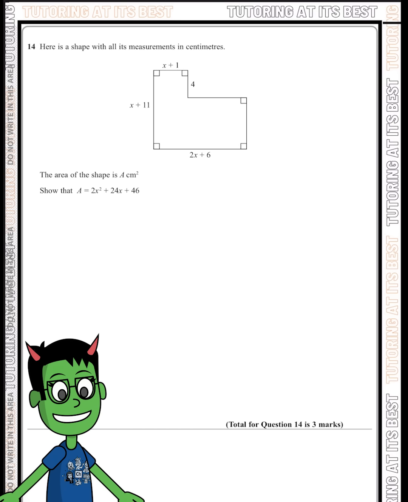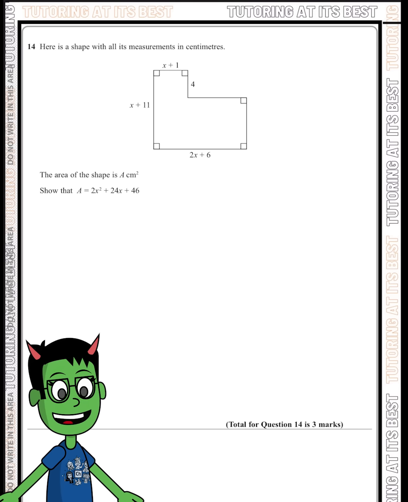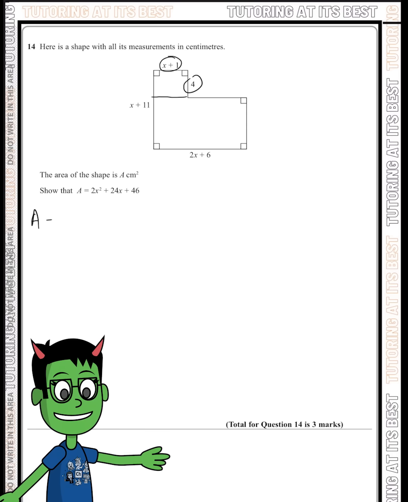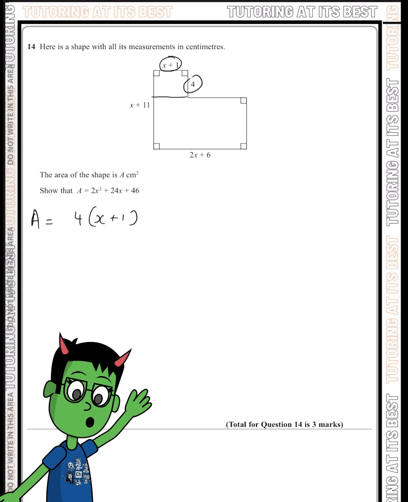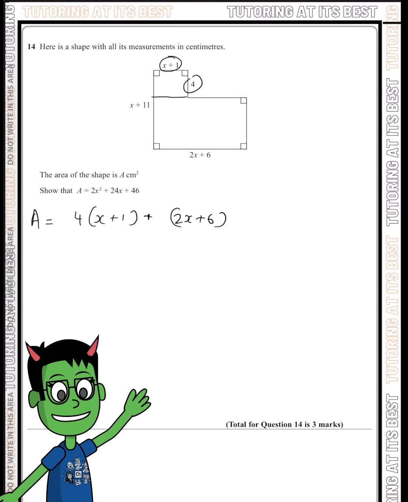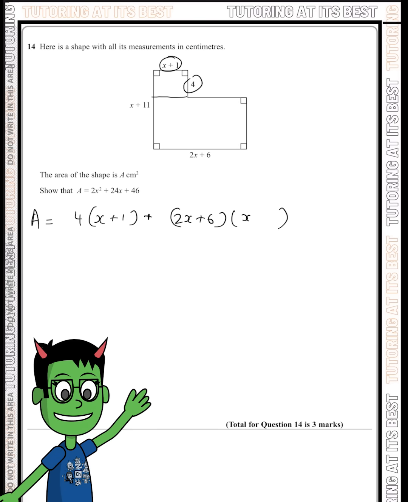Question 14. Here is a shape with all its measurements in centimeters, and the area of the shape is a centimeter squared. So we now have to show that the expression here is the area. So let's go ahead and do that right away. I'm going to split this into 2 and multiply this out here. So a equals 4 multiplied by x plus 1, and then I'll have 2x plus 6. And then for the final part, we'll subtract 4 from 11, so we'll have x plus 7.